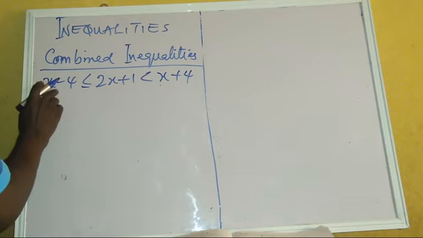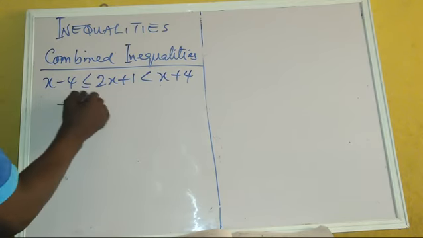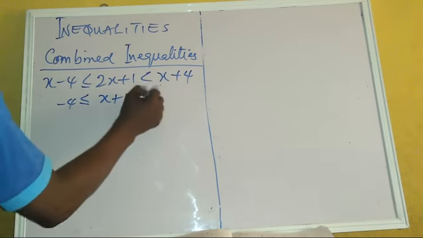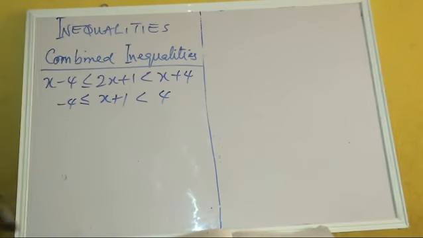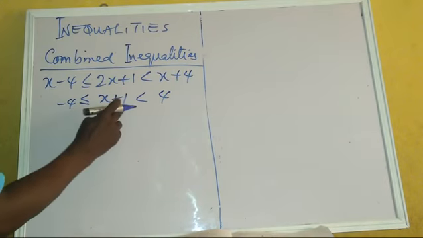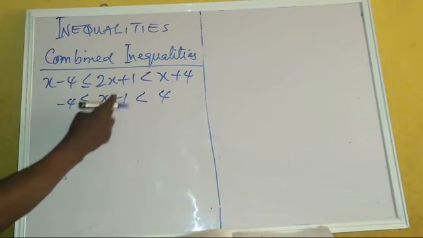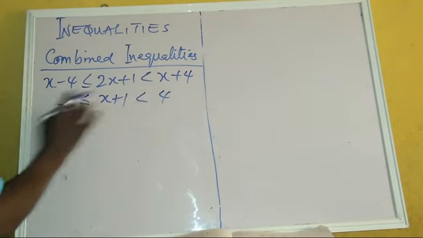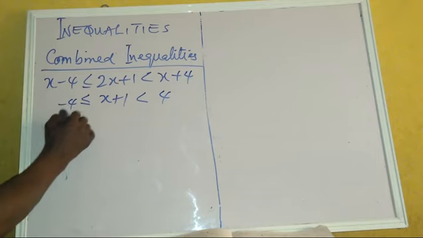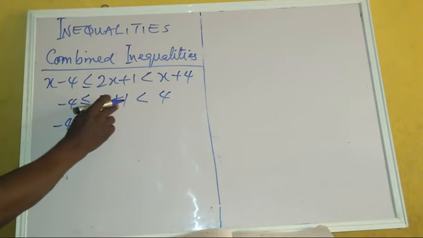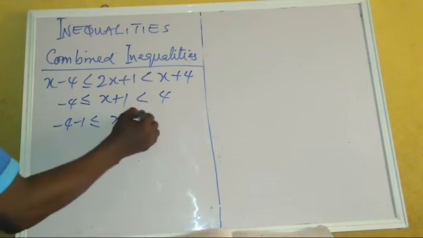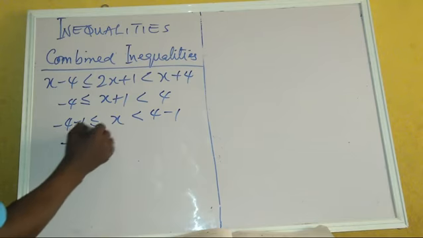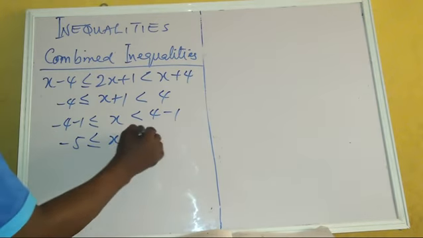If you take x away from here, you have negative 4 left there, less than or equal to, I'm taking x away from here, this one is going to remain x plus 1, less than, you take x away from here, this will be 4. Then here we have x plus 1. To eliminate this plus 1 is our target now. So we subtract 1 from here. Whatever is done here must be applicable to the other sides. That means you have -4, -1, less than or equal to. When you take 1 away from here, this will remain only x, less than 4 minus 1. In that case, we have -5 less than or equal to x less than 3.